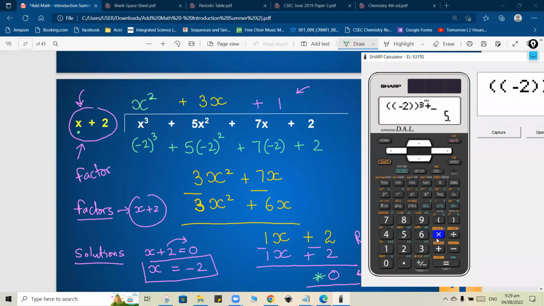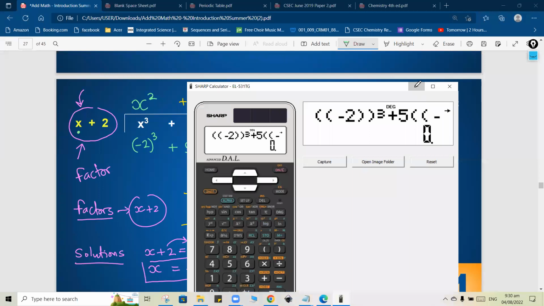Plus 5, open brackets, -2, close brackets, squared, plus 7, open brackets, -2, close brackets, plus 2. And let me press equal and see what happens. I get exactly 0. So it's a shortcut to finding what? The remainder. It is really a shortcut, right?